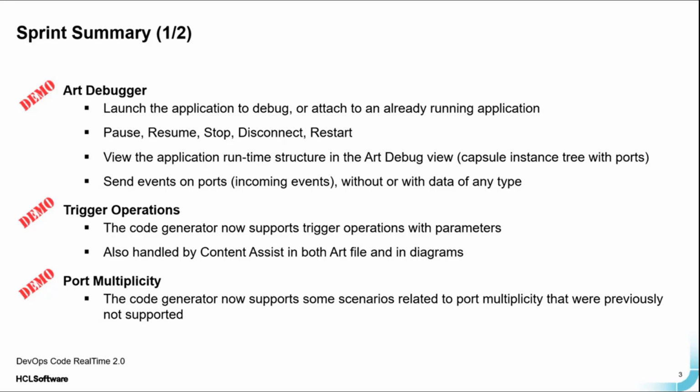We have also improved the code generator. That's an ongoing thing we have worked on for quite a while, and we still have a few gaps compared to the Model Real-Time code generator, and trigger operations with parameters was one such gap that we now have fixed. So now that is working, and it's also handled correctly if you use context in an art file to create such a transition, or if you do it in diagrams. Another gap we had was that we didn't support all scenarios related to port multiplicity, so that we have also improved, and you will see some examples of that in the demo.